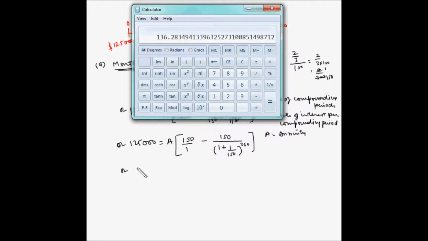So 125,000 divided by this number, which is 136.28, is equal to A, or A is equal to, so this will take 1 by x multiplied by 125,000. So the answer is $917.21.